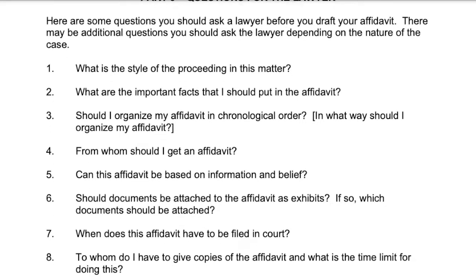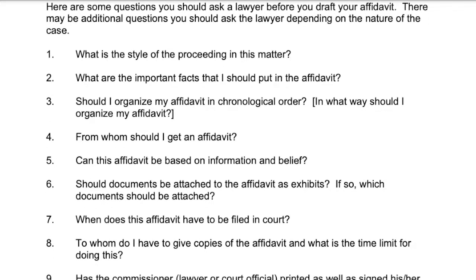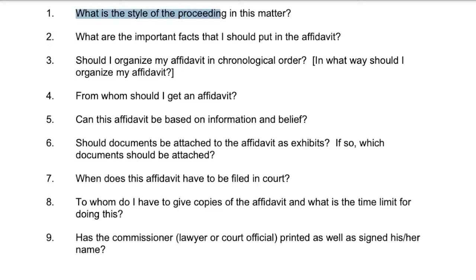Here are some questions for your friend. What is the style of the proceeding in this matter? What are the important facts I should put? How should I organize it? In chronological order. From whom should I get an affidavit? Can this be based on information and belief? Should the documents be attached to the affidavit as exhibits? If so, which documents should be attached? When does the affidavit have to be filed? To whom do I have to give copies of the affidavit? And what is the time limit for doing this? Has the commissioner printed as well as signed his or her name?